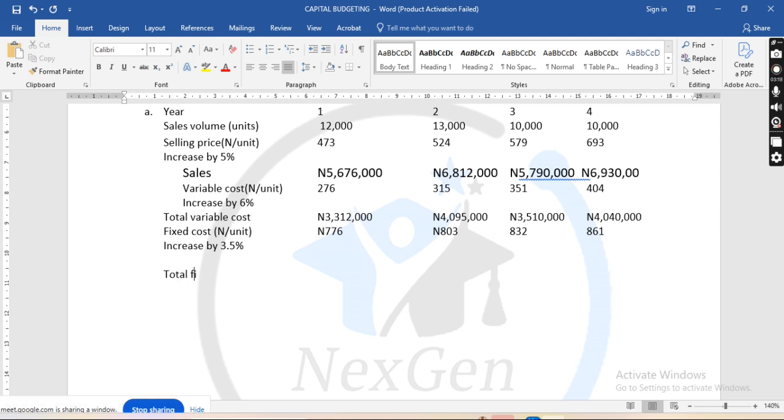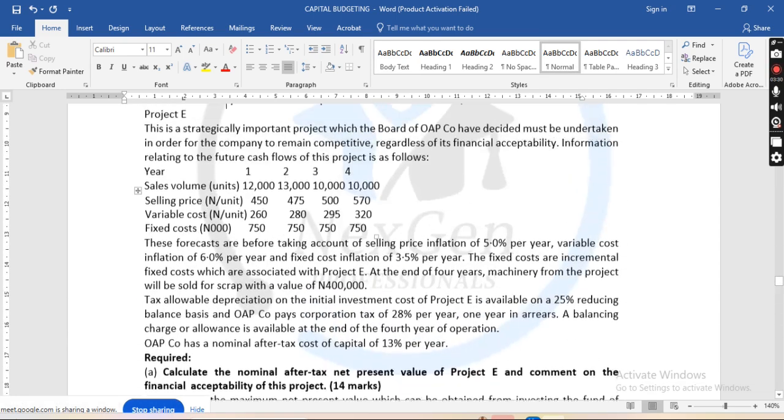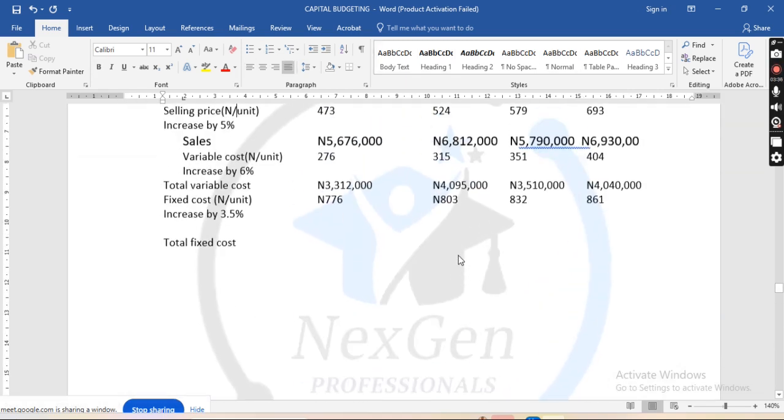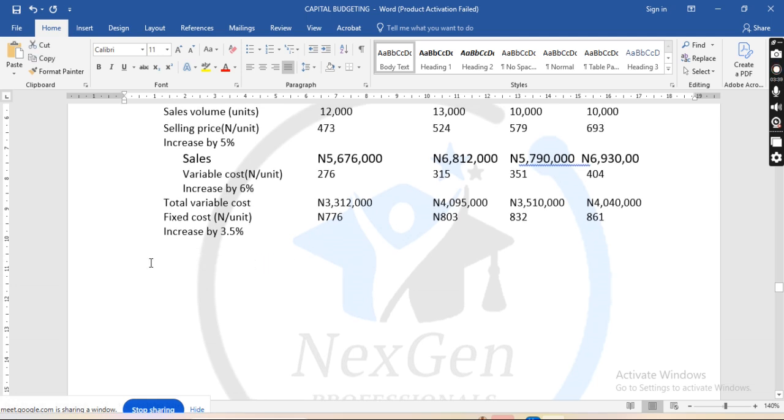Total fixed cost. The fixed cost is in thousands and not per unit. So we're having 776,250. That's fine. So the fixed cost is in thousands, right? So this will be 000. Okay, we can move ahead.